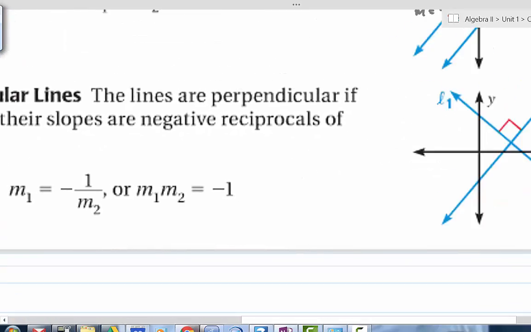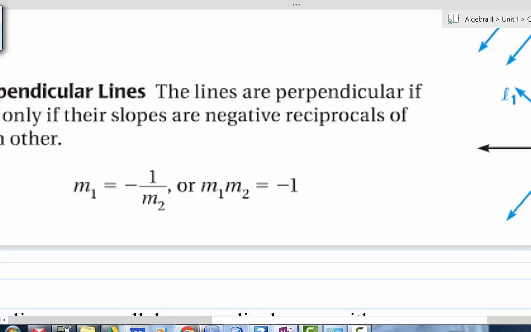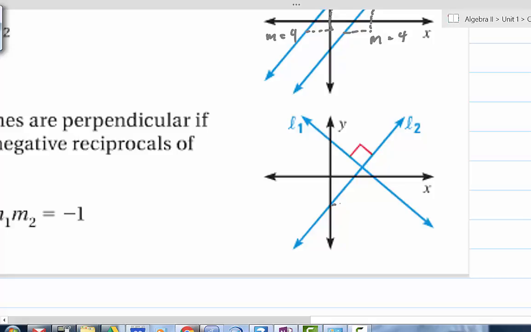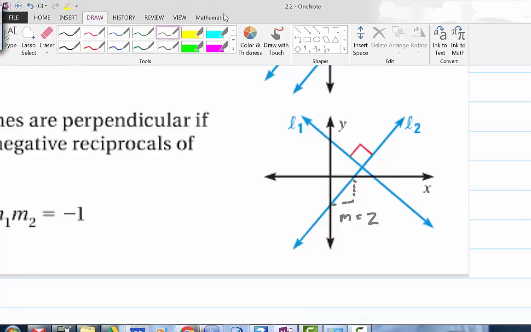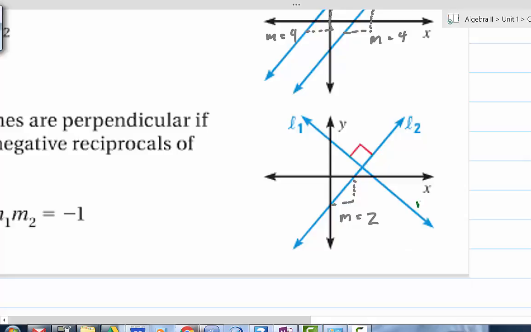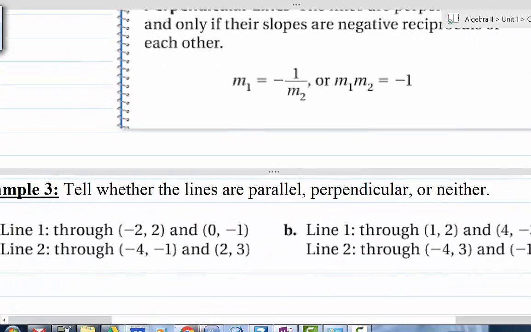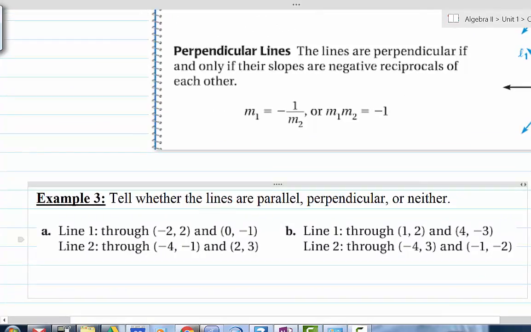If lines are perpendicular, they have opposite reciprocal slopes. What I mean is, say for example this slope right here is 2. Then the slope of this line right here would be -1/2. In other words, I flip the 2 and I make it negative. That's what I mean by opposite reciprocal. So if we're given these problems, we can figure out whether the lines are parallel or perpendicular by finding the slope.